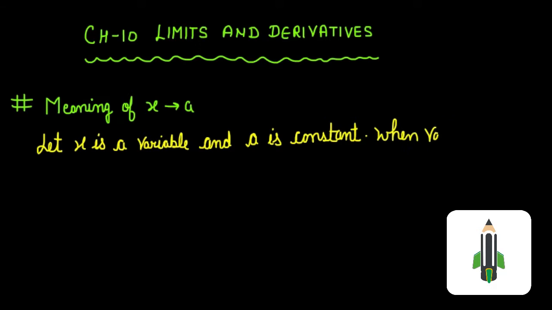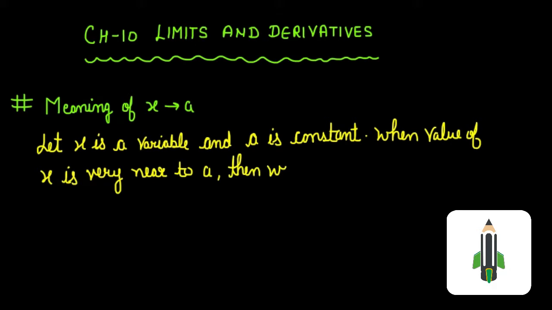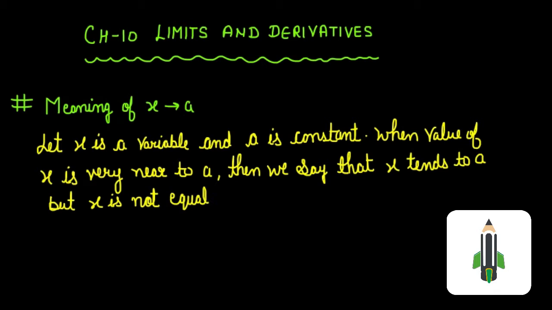When the value of x is very near to a, then we say that x tends to a, but x is not equal to a, and it is written as x → a.